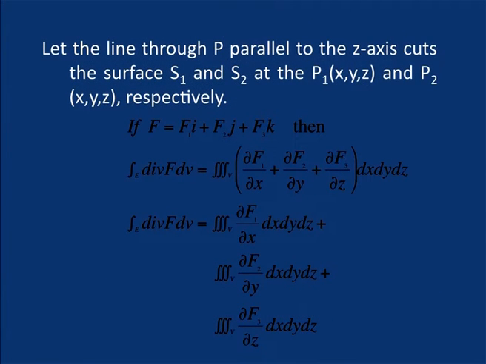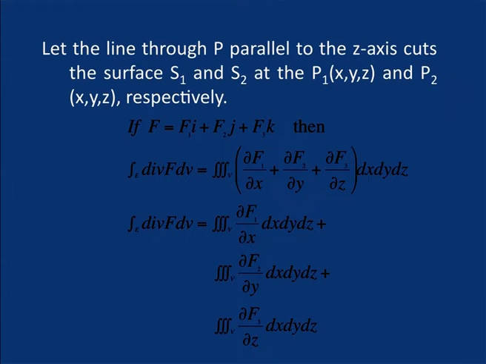Let the line through P parallel to the z axis cut the surfaces S1 and S2 at the points P1(x,y,z1) and P2(x,y,z2) respectively. If f is a function defined as f1 i plus f2 j plus f3 k, then the divergence of f dV is evaluated as the triple integral over V of del f1 over del x plus del f2 over del y plus del f3 over del z, dx dy dz.